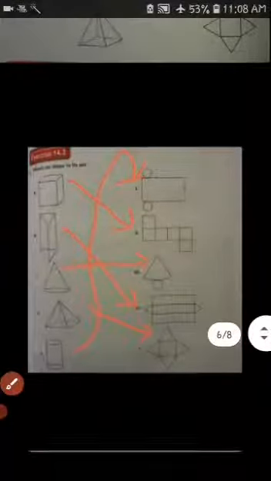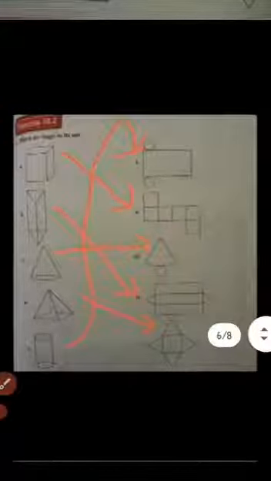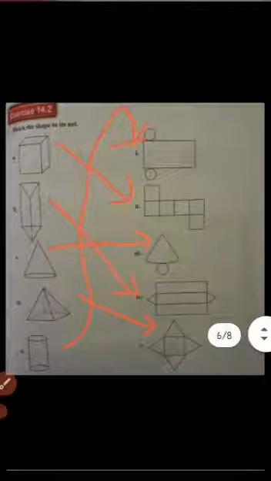Now look at Exercise 14.2. First, match the shape to its net. Now first of all, shape A is equal to this. B is given here, the fourth part, and C is the third, and D is part 5. E is the first part given here.